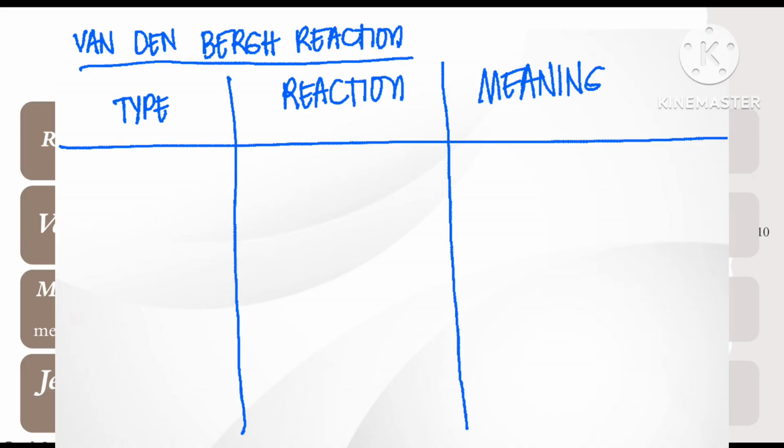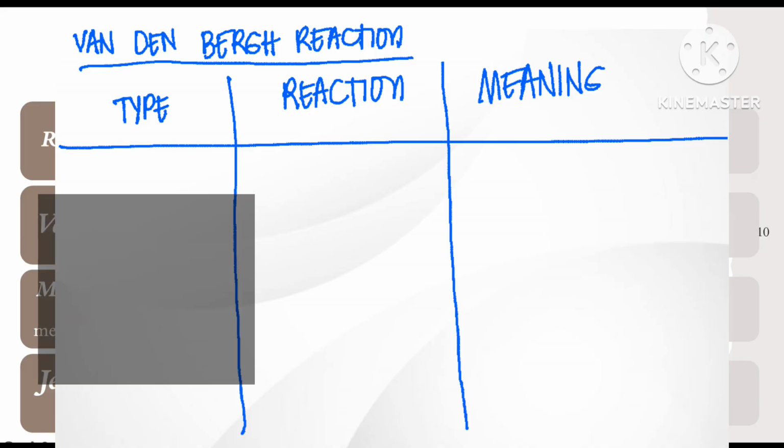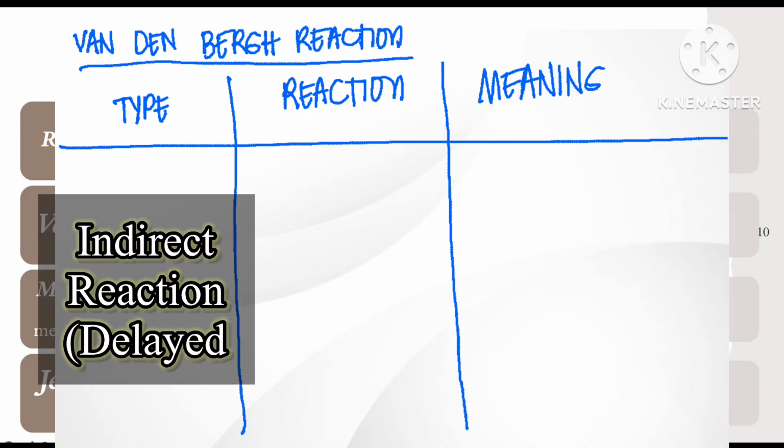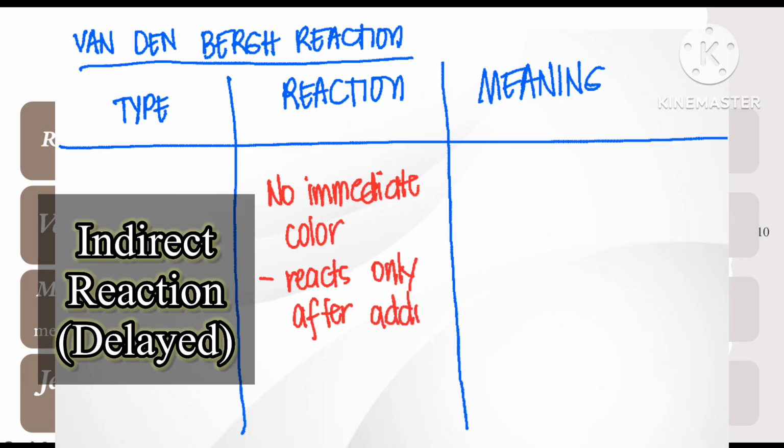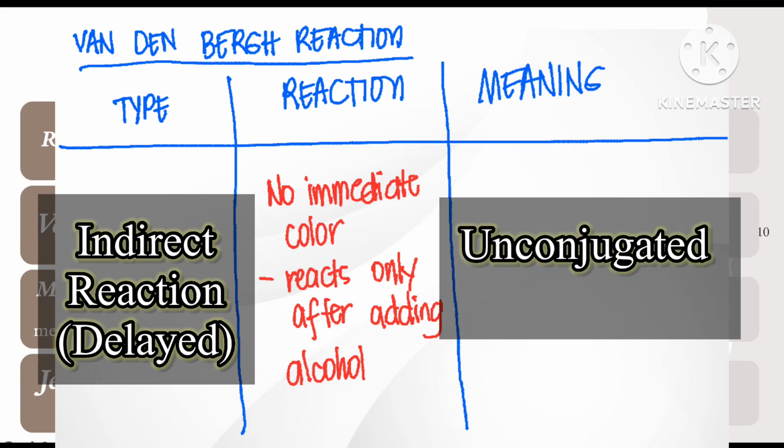The next type of reaction would be the indirect reaction, or otherwise known as the delayed reaction. This means that no immediate color is presented or formed, but it reacts only after adding alcohol or the accelerator. This indicates that the unconjugated bilirubin is now detected, which beforehand is insoluble without the accelerator.